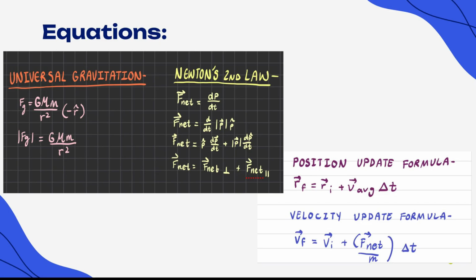So the equations we're using: the magnitude of the force of gravity is the gravitational constant times both the masses over r squared. And then for Newton's second law, we have F net equals dp/dt, which can be derived as F net equals d/dt of the magnitude of p times the direction of p, so p hat. And then we need to consider both the perpendicular and parallel forces in order to find F net. We also use the position and velocity update formulas.